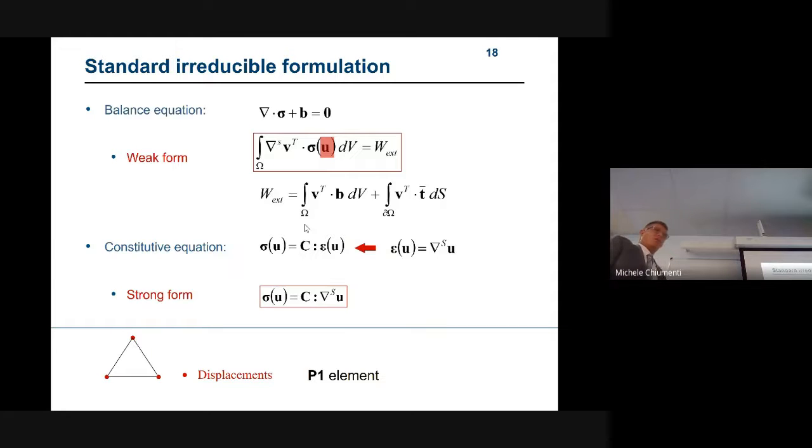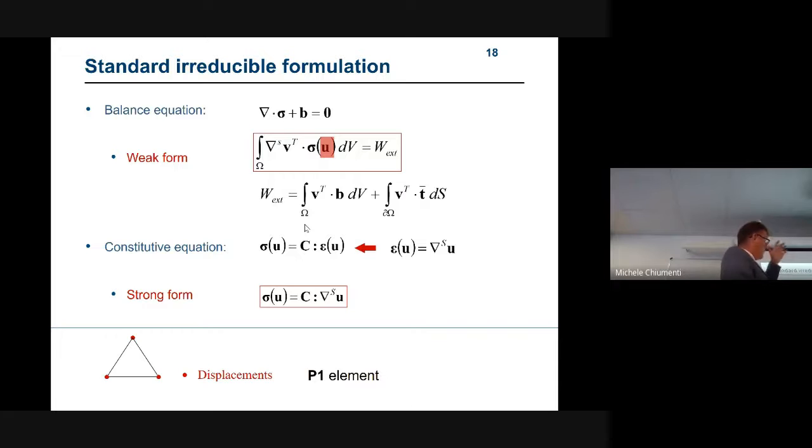So, very few equations. I don't want to enter into any complexity. This is the balance equation of the mechanical problem: the divergence of sigma plus the body force is equal to 0. Strong format. This is the weak form, so the integral form.